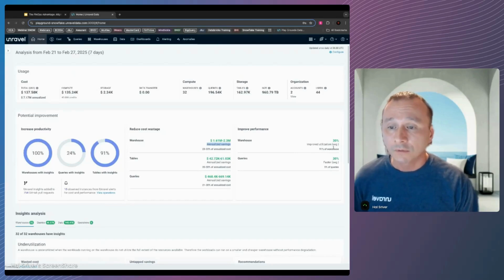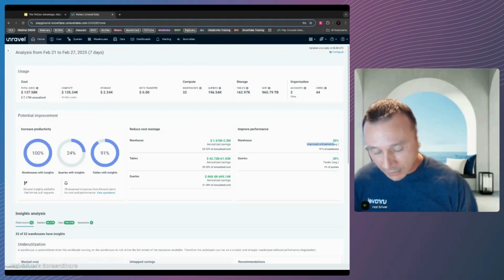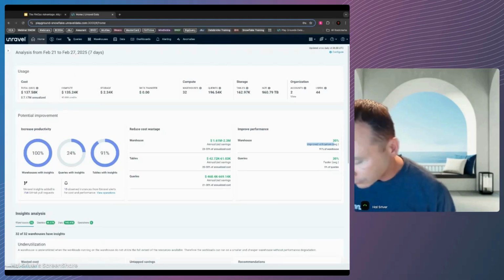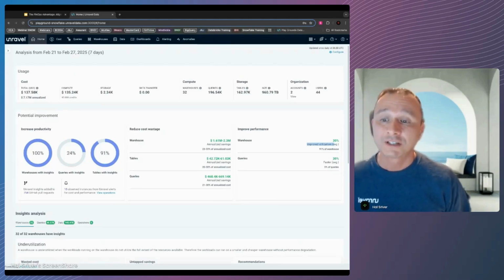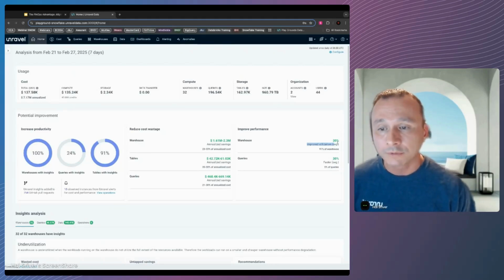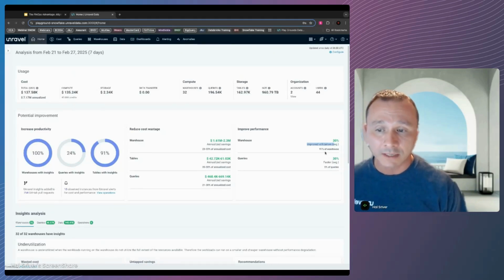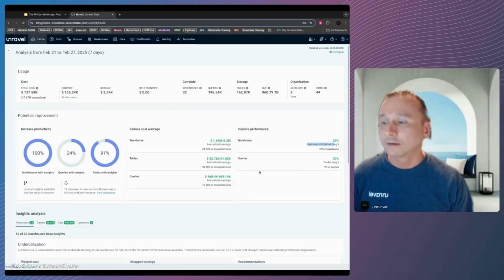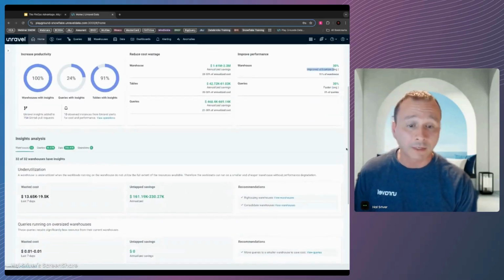That also translates into a performance increase, right? So improved utilization. This is where I was talking about, it's not always about cost savings. It's more about being able to leverage that ROI out of the platform, right? So improved utilization by 30% across 91% of your warehouses, 30% faster on average queries, right? Based on Unravel's recommendations.